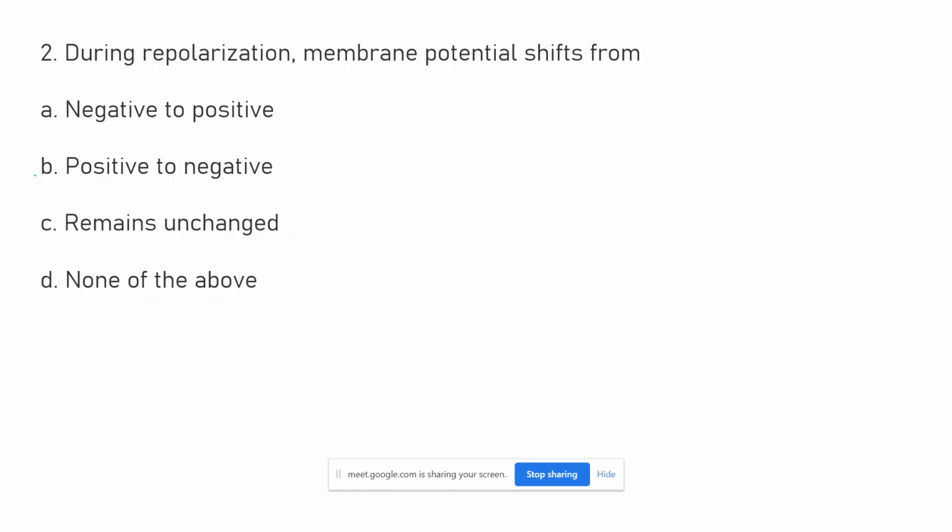Yes, so those who have answered, it is correct. It's B. During repolarization, the membrane potential is going to shift from positive to negative, and depolarization will be negative to positive.